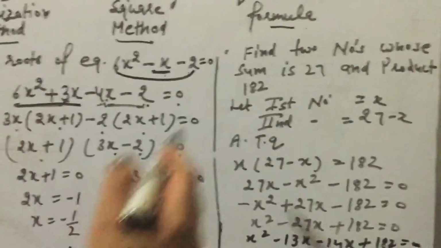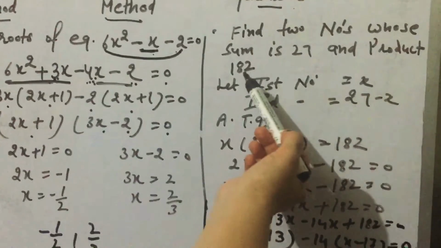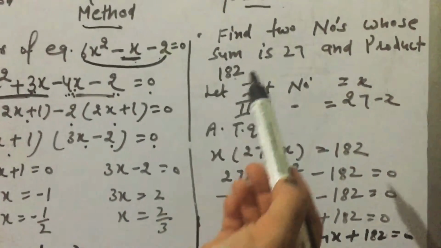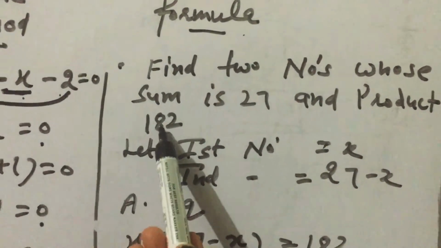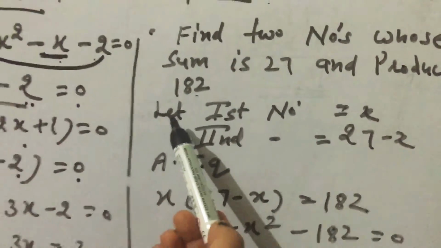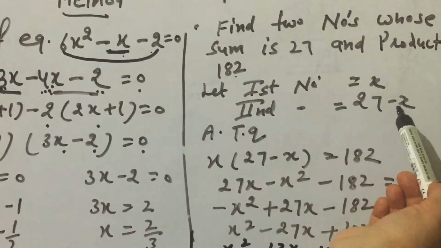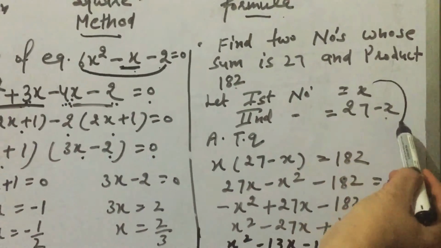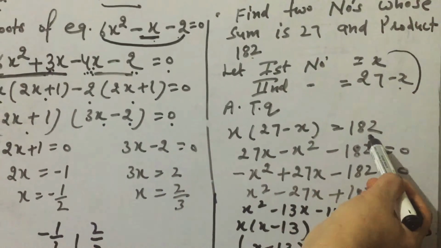Now one more question. Find two numbers whose sum is 27 and product is 182. We have to find such two numbers. If we add these two numbers, we get 27, and if we multiply these two numbers, we get 182. So the solution is here. Let the first number be x, and the second number equal to 27 minus x. According to the question, the product of these two numbers is 182. x into 27 minus x equal to 182.